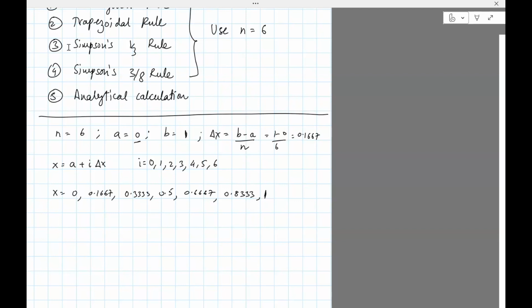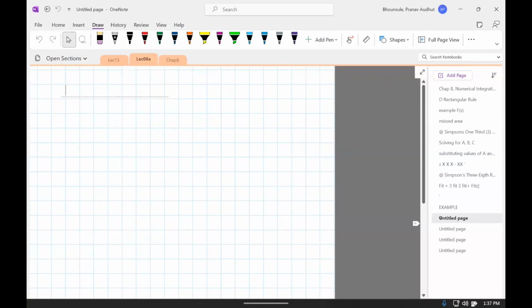Yeah, so let's create that table and we'll go from there. Once you have the table, it's fairly straightforward to use those four rules. I'll intentionally create a horizontal table. That way we'll have space to refer to the table. So we have X. And then we have F of X, which is X squared.